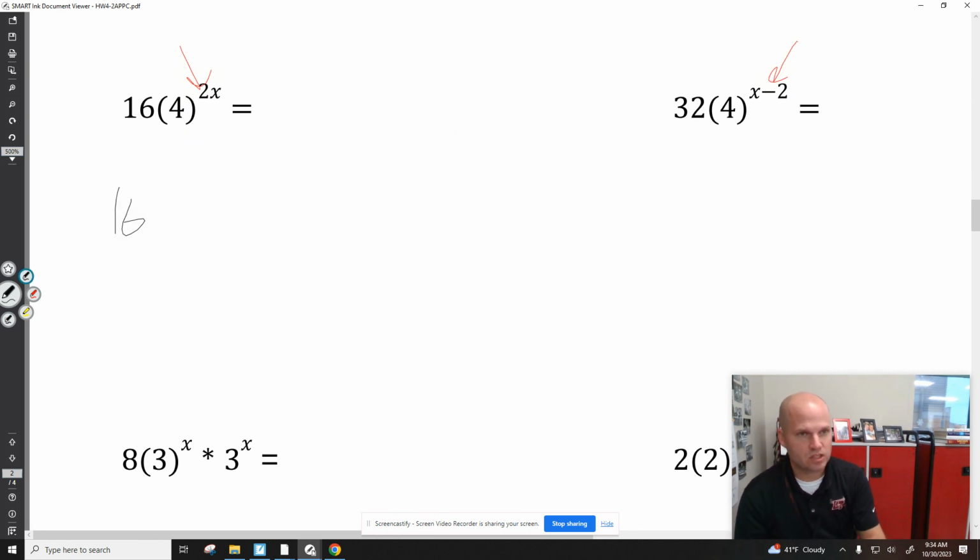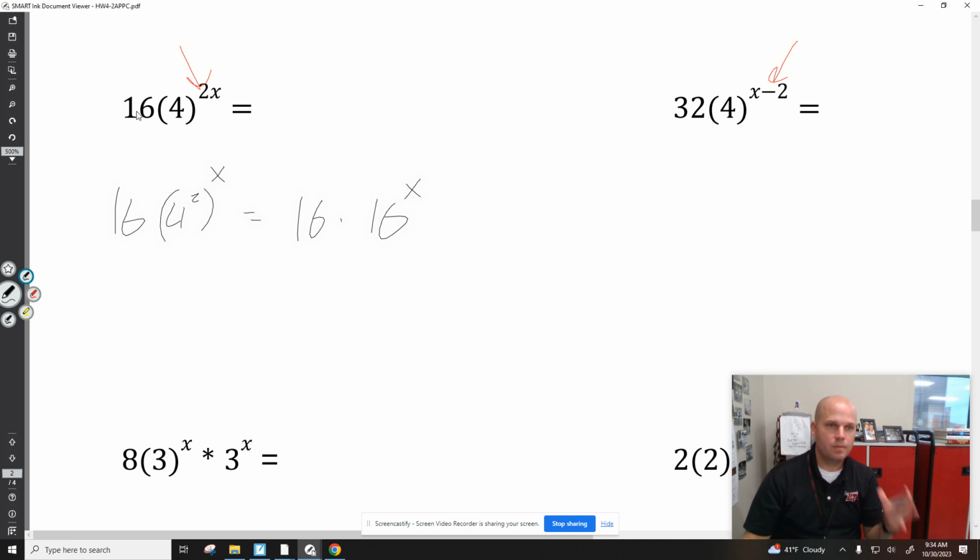I'd rewrite this as 16 times 4 squared to the x. I'm splitting up the product into a power, and I get 16 times 16 to the x. Some big mistakes made. The 16 can't be multiplied by the 4, so don't do it. Order of operations says you have to do the exponents first before you multiply. So you can't multiply this 16 and the 16. We're done here. That's a big mistake a lot of students make.